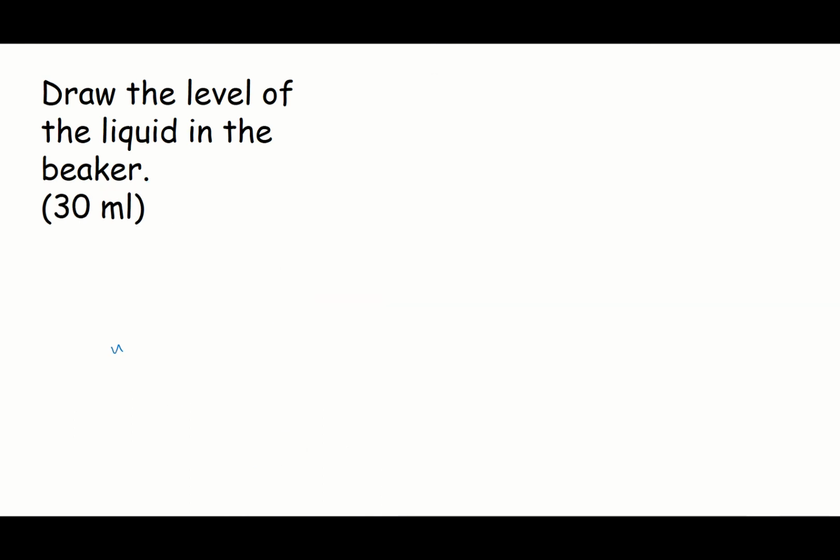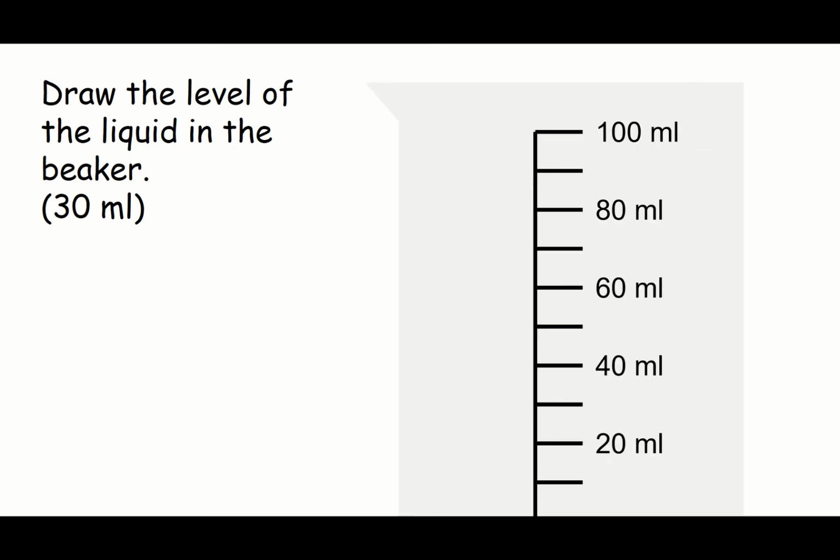Alright, let's try another example. Here I have another beaker. But look, please do not think that this is again plus 50, because we cannot assume that. Alright? We have to, number one, again, work out small gaps.